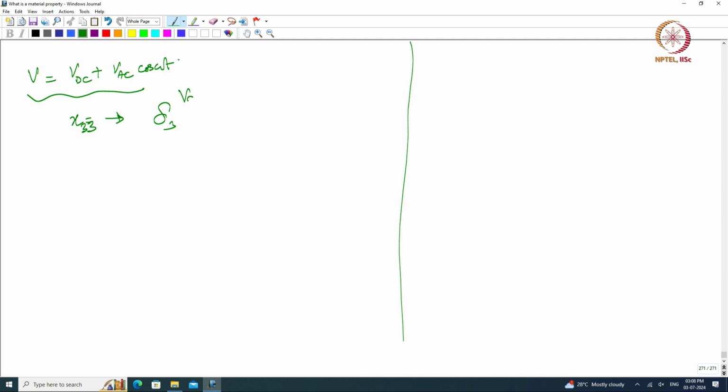Okay. All right. So, how do I measure? Okay, I can apply a voltage waveform. So, I need to give V equal to VDC plus VAC cos omega t, right. But then I am saying by applying this voltage, I should measure the change in strain. I should measure x3, x33, or in some sense delta 3, the variation of delta 3.